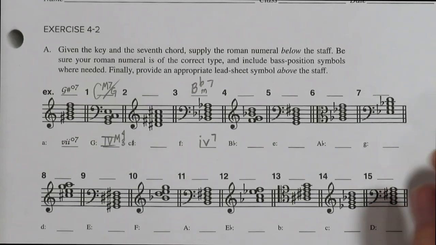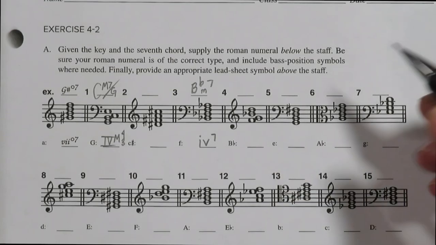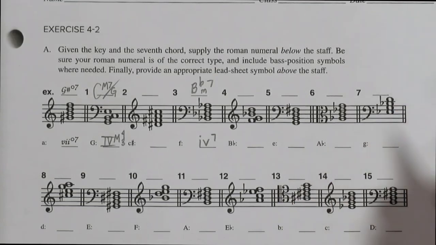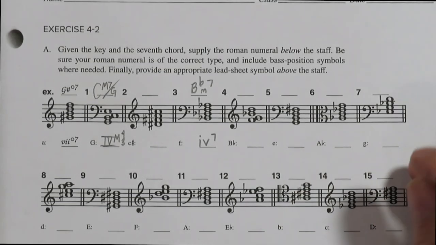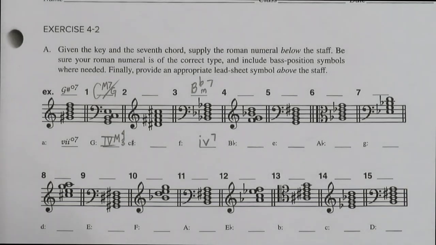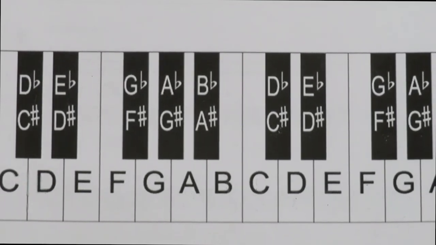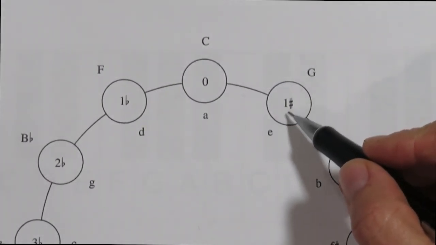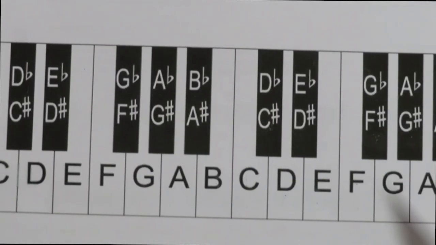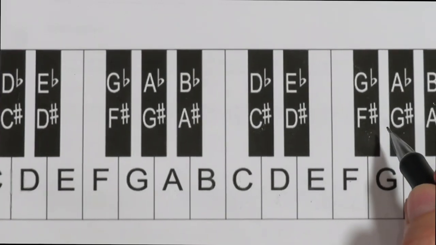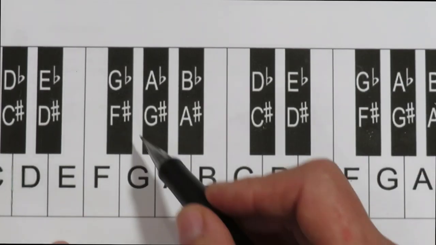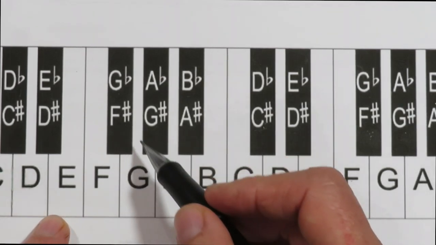All right, so number five. We're in E minor, and we have a root position seventh chord with a G in the bass, okay? So we have G, B, D, F sharp. Let me walk you through that. So we're in E minor, right? And that's the relative of G major, okay? So we have one sharp, right? And the order of sharps is F, C, G, D, A, E, B, right? So the G major scale only has one sharp, the F sharp. So the relative E minor also only has one sharp, okay?